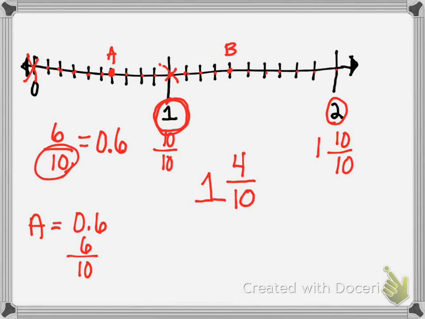Well, we're going to keep 1, our whole, bring down our 1, and then we're going to need that decimal point. And we know that it's broken up into tenths. So the numerator 4 is going to be placed in the tenths place. 1 and 4 tenths. Just like we would read the mixed number 1 and 4 tenths.